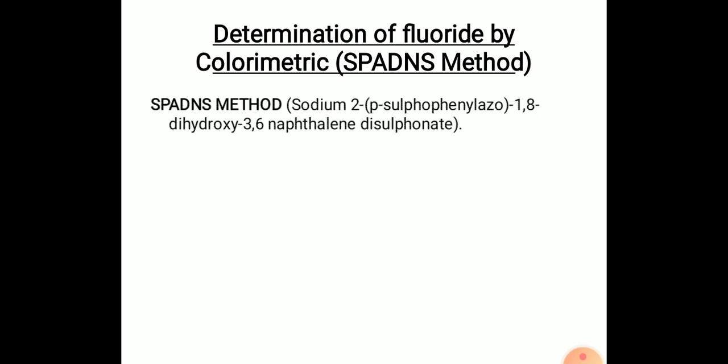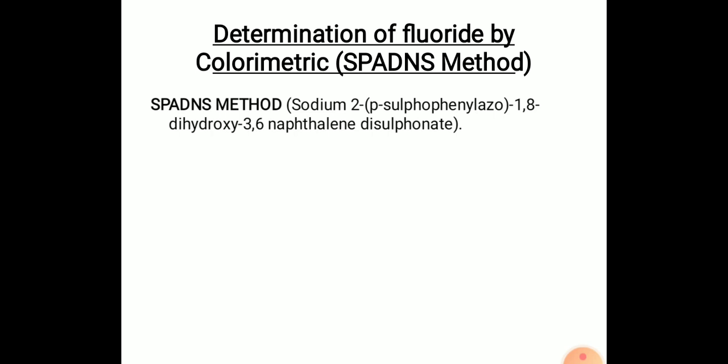So next we will start with the next concept, that is determination of fluoride ion by colorimetry. Here we are going to determine the amount of fluoride contained in water, which is determined by colorimetry, and this method is also known as the SPADNS method. SPADNS is nothing but sodium 2-(p-sulfophenylazo)-1,8-dihydroxy-3,6-naphthalene disulfonate. So this is all SPADNS.